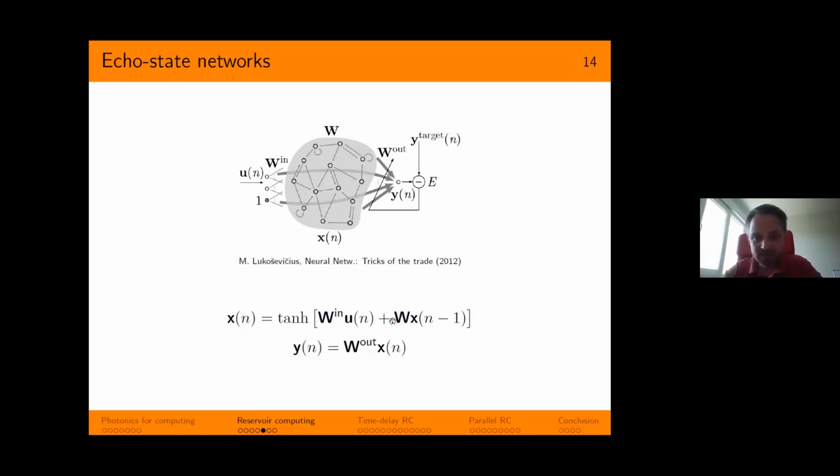And we have the W matrix, which contains the interconnectivity of the system. It contains the weights that connect the neurons to their neighbors. A typical reservoir creation recipe is the following.